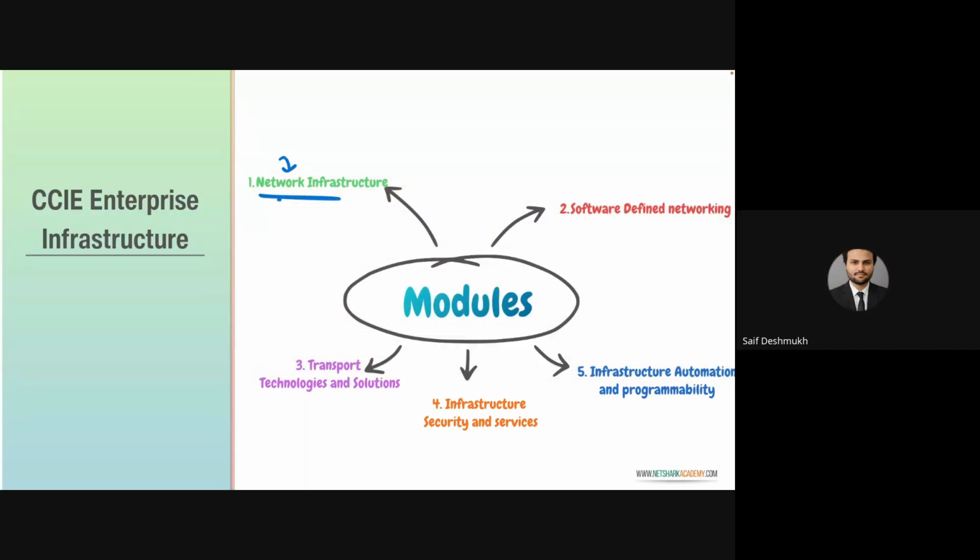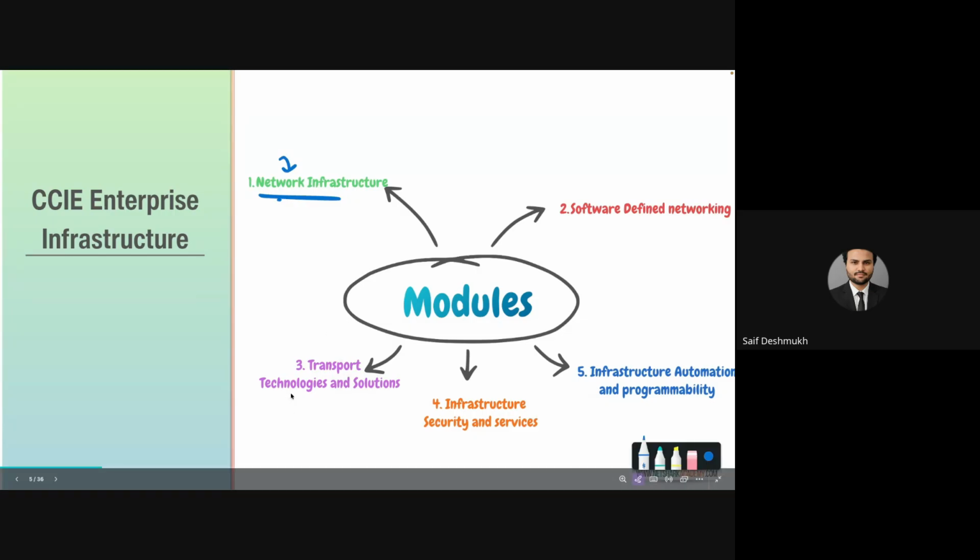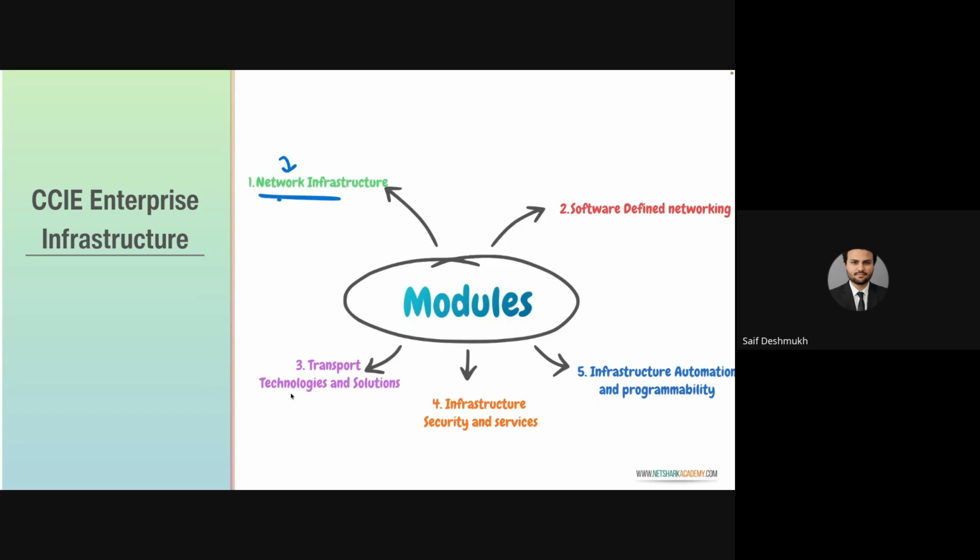So the second module is software-defined networking. Here you have SD-WAN and SD-Access. We will talk about it in detail about the syllabus. Third is transport technology. This is covering your MPLS and DMVPN. Fourth is infrastructure security and services. You have IP services, IPv6 security related features and quality of service as well. Basically, optimization related and IP services related topics are added in this specific module. Number 5 is regarding the automation and programmability.